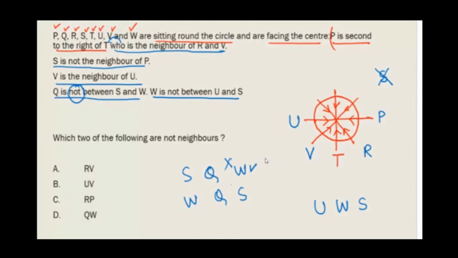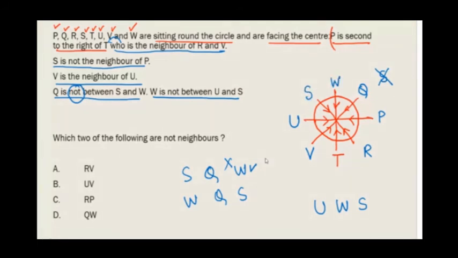So the only way what I can do is that I can take W next to U. Now if I take W next to U, I cannot take Q here, because Q comes between. So suppose I take S and Q here, is that fine? Check with it. Q is definitely not between S and W. But W is between U and S. So what am I supposed to do? I'll change the place of S and W. I'll write S here. I'll write W here.